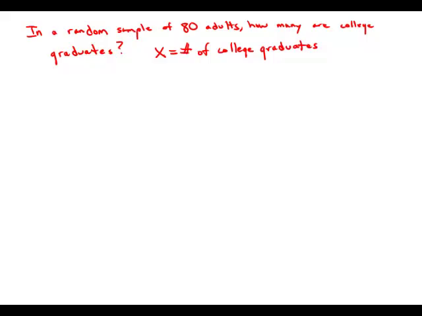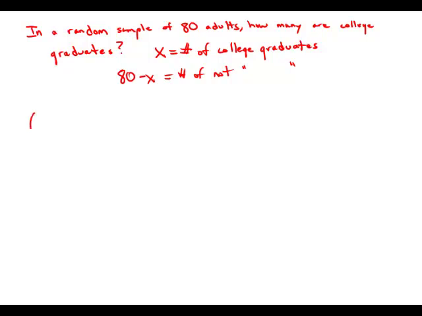In a random sample of 80 adults, how many are college graduates? So I'm going to use X to equal what we're looking for, the number of college graduates. And notice that if X is the number of college graduates, then 80 minus X would be the number of folks who are not college graduates. So just this one variable allows us to derive expressions for both of those, the number of college graduates and the number of people who are not college graduates.